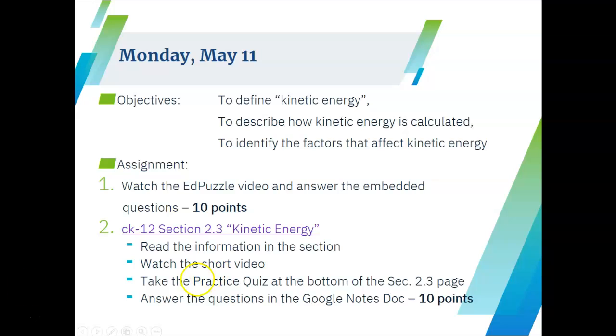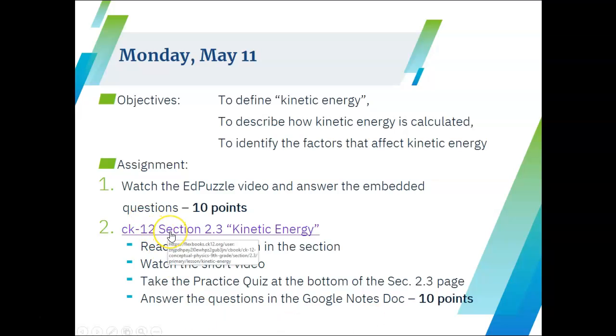So here's your assignment. You are watching the Edpuzzle video right now. Be sure that when the questions pop up, you answer them to the best of your ability, and that will earn you 10 points. Then you're going to go to the CK12 section, which for today is kinetic energy. You're going to read the information in the section, watch the short video. It comes from the International Space Station for this section. Take the practice quiz at the bottom of the section 2-3 page, and then answer the questions in the Google Notes document. That'll be an additional 10 points, so that will be your 20 points for this assignment.